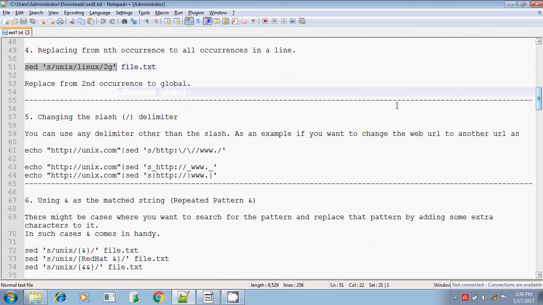The next one: you can also change the delimiter. Normally we will be using slash as the syntax, so slash is a delimiter. But in the sed command we can also change this delimiter from slash to pipe, or slash to colon, anything, underscore. This we will be discussing now.